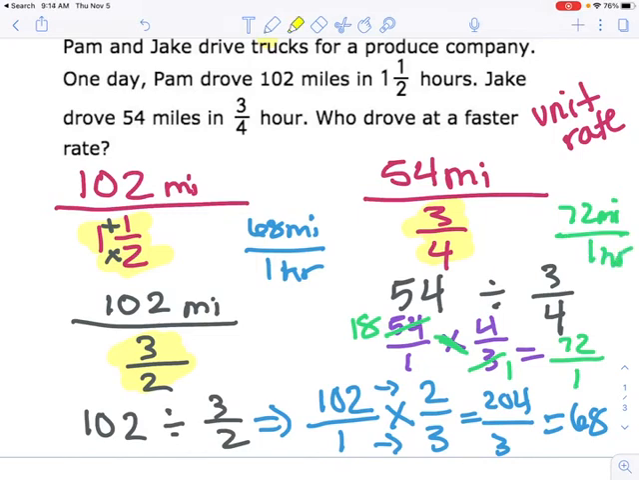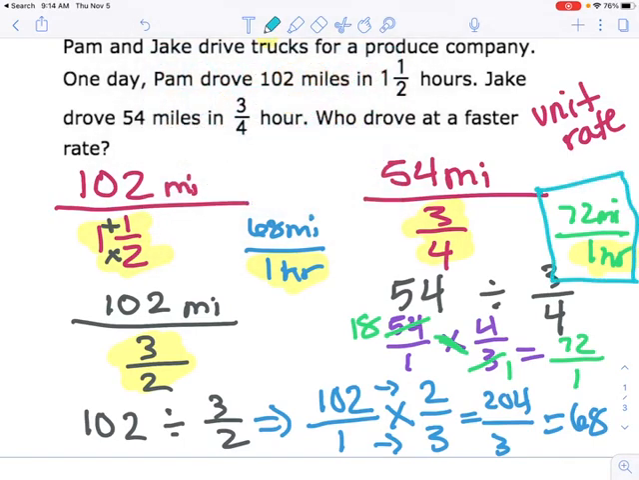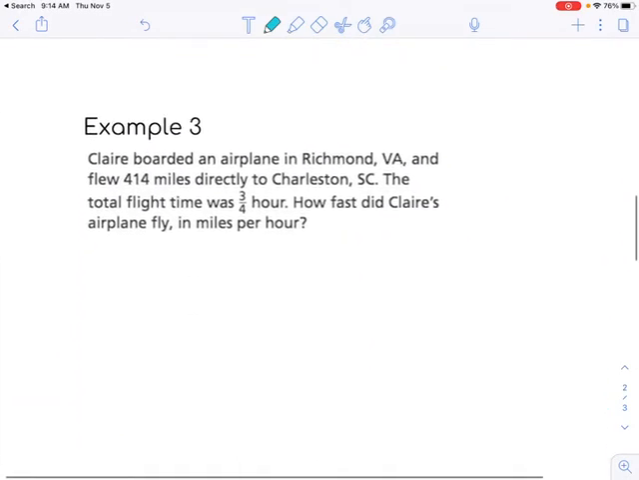So now we can actually compare them because we have the same length. We're both going in 1 hour. So who is driving faster? Jake is. He's driving more miles per hour. All right, let's try one more.